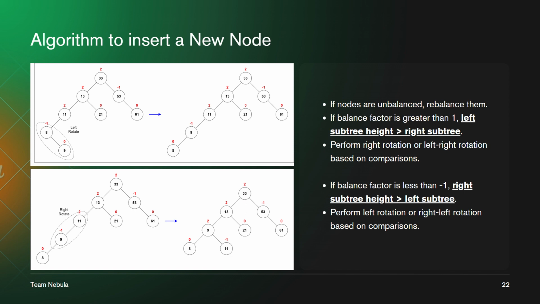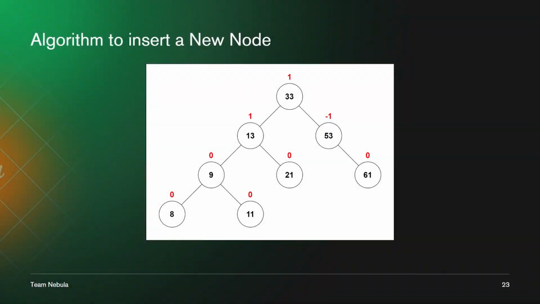If balance factor is greater than 1, it means the height of the left subtree is greater than that of the right subtree. So, do a right rotation or left-right rotation. If new node key is less than left child key, do right rotation. Else, do left-right rotation. If balance factor is less than -1, it means the height of the right subtree is greater than that of the left subtree. So, do right rotation or right-left rotation. If new node key is greater than right child key, do left rotation. Else, do right-left rotation. After the whole process, the final tree looks like this.